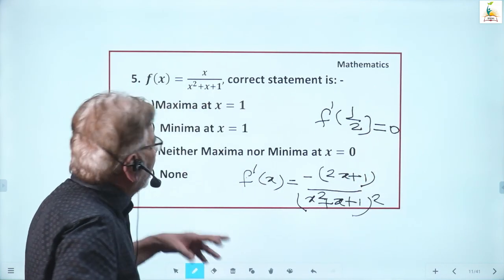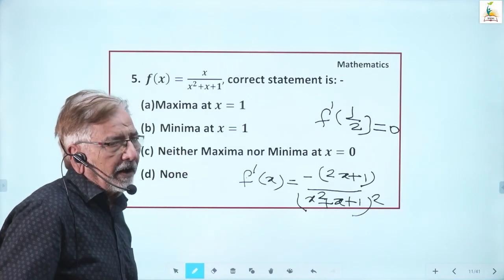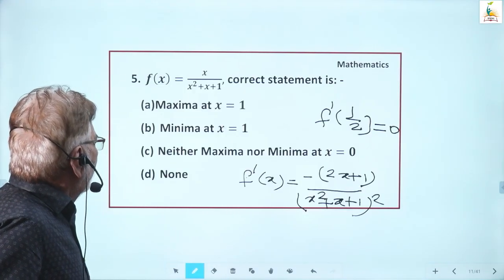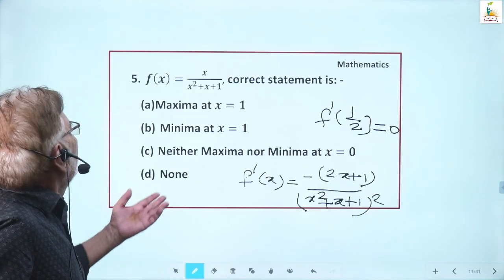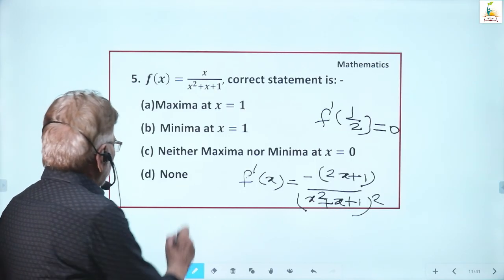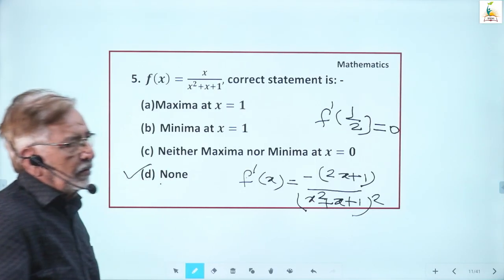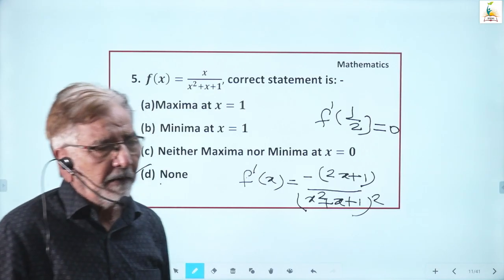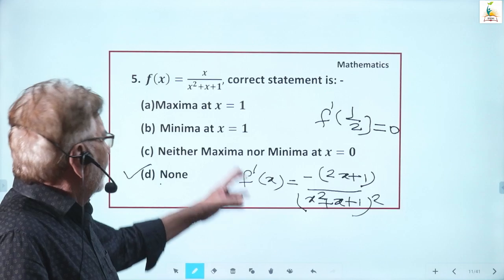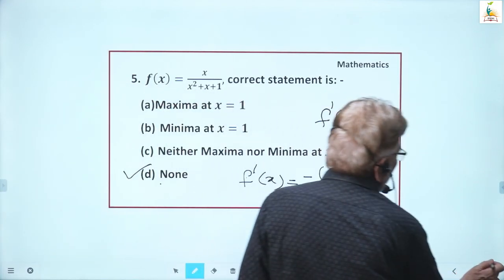At x equal to 1, f dash 1 is not equal to 0. First answer cannot be there. Maxima at x equal to 1, minima at x equal to 1, neither maxima nor minima at x equal to 0. So the answer is none, because to be maxima or minima, f dash should be equal to 0, and at x equal to 1 or 0, f dash is not equal to 0.